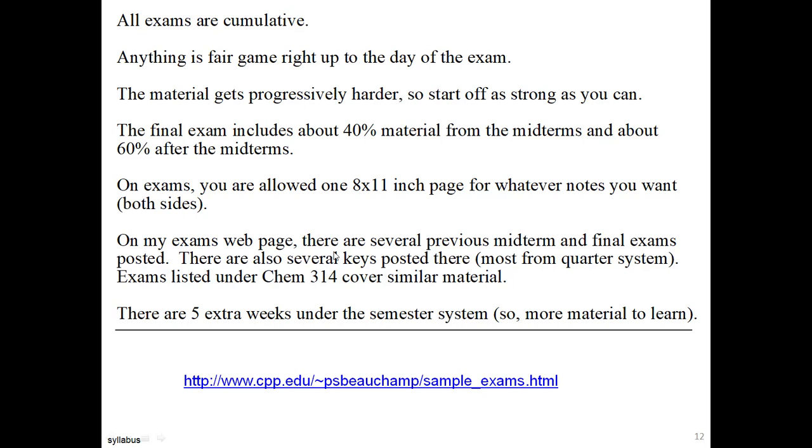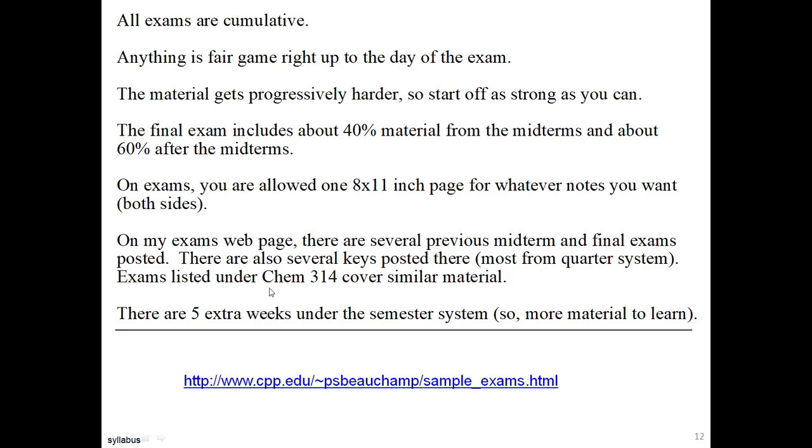You can look at those previous exams and look at the answers and study those and try and get as best you can on those. You can even do those for homework if you want. So coming into the exam, you should be well prepared with a strategy.